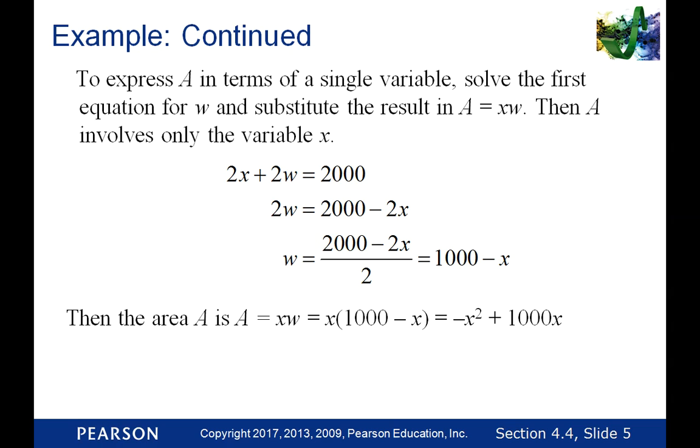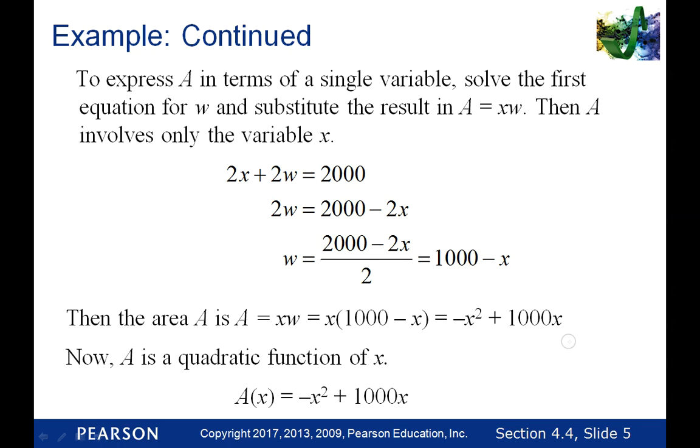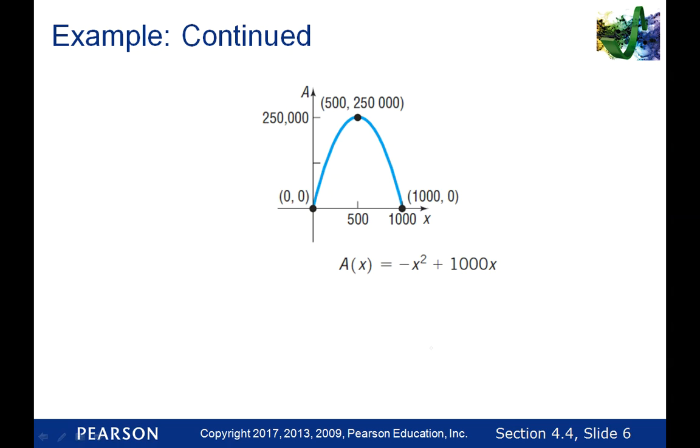And then they want us to find the most area. So that means find the maximum area of that. So to maximize that, we need to find the vertex of this quadratic. So we do negative b over 2a. So here's our quadratic function that we're dealing with.